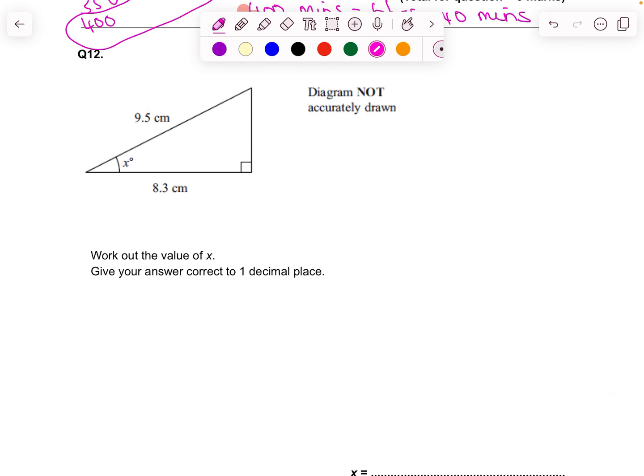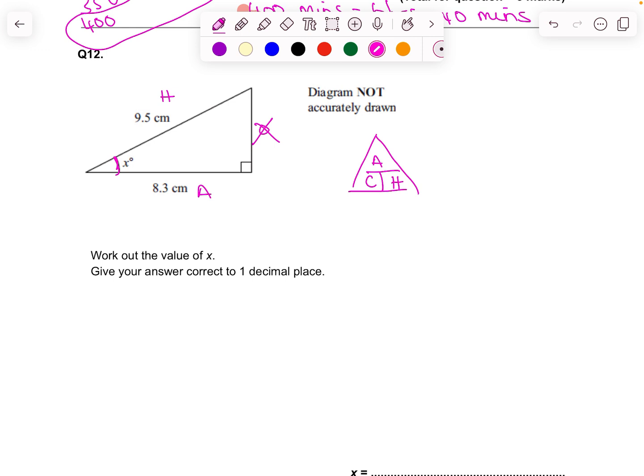Here we've got some straightforward trigonometry, so let's label the sides. We've got an opposite, so remember we're trying to find this angle here, so that's opposite the angle. This is next to the angle, so it's the adjacent, and this is the longest side, so it's the hypotenuse. I know nothing about the opposite, so I don't need it. So I'm going to use CAH, because I only want the adjacent and the hypotenuse involved.